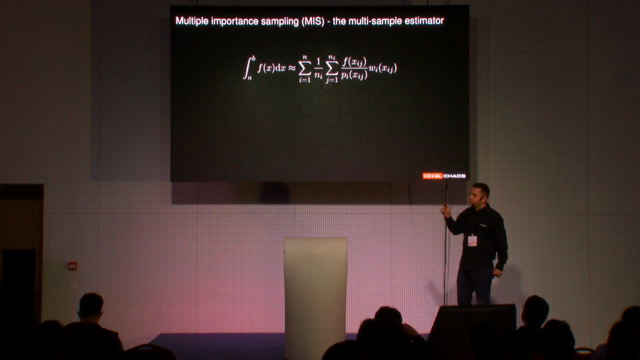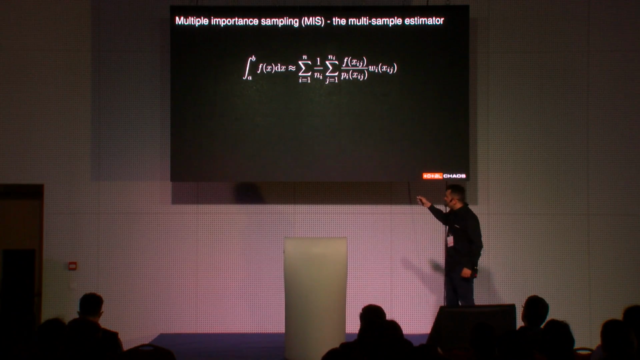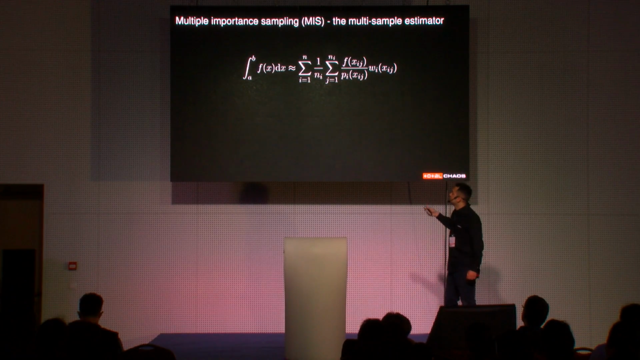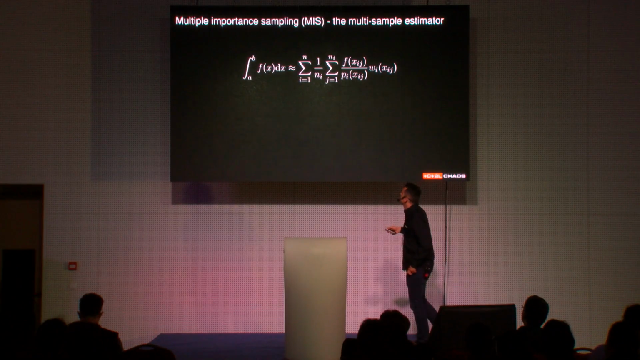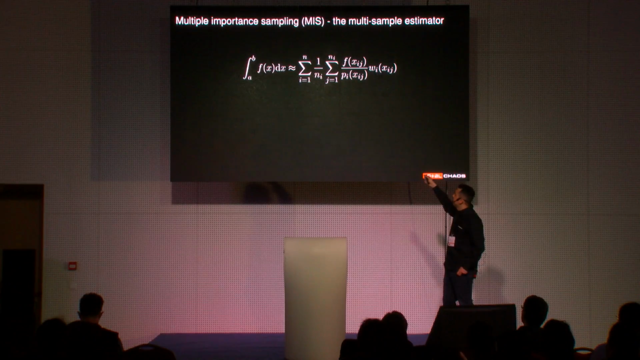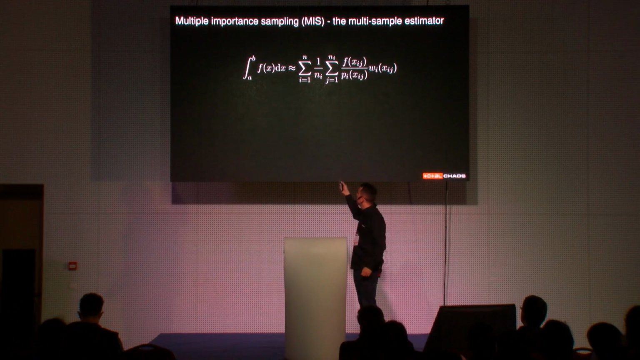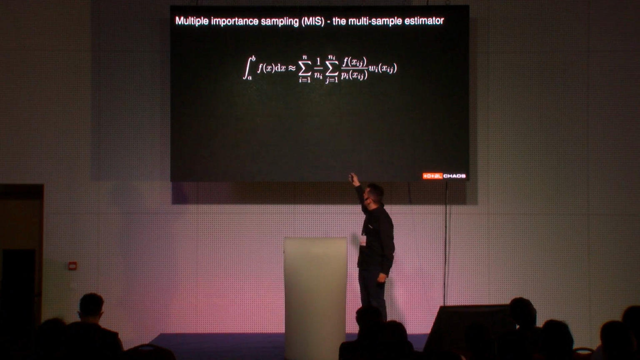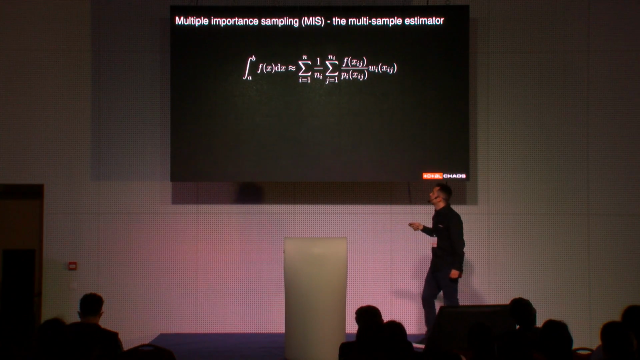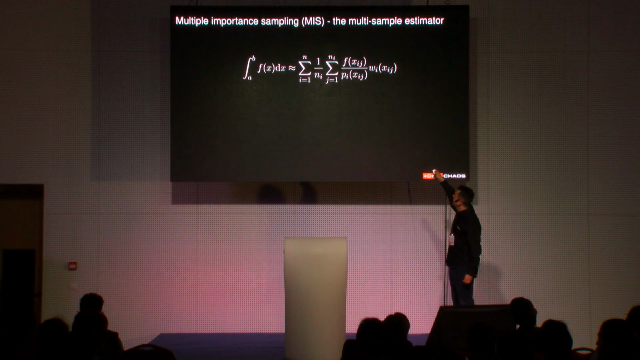So we have an integral to estimate. This is on the left side. And this is something very similar to the simple Monte Carlo estimator, but instead of one sampling strategy, we have multiple sampling strategies, p_i, and we have n_i samples taken from each of these sampling strategies. And we have sampling weights on the right side.